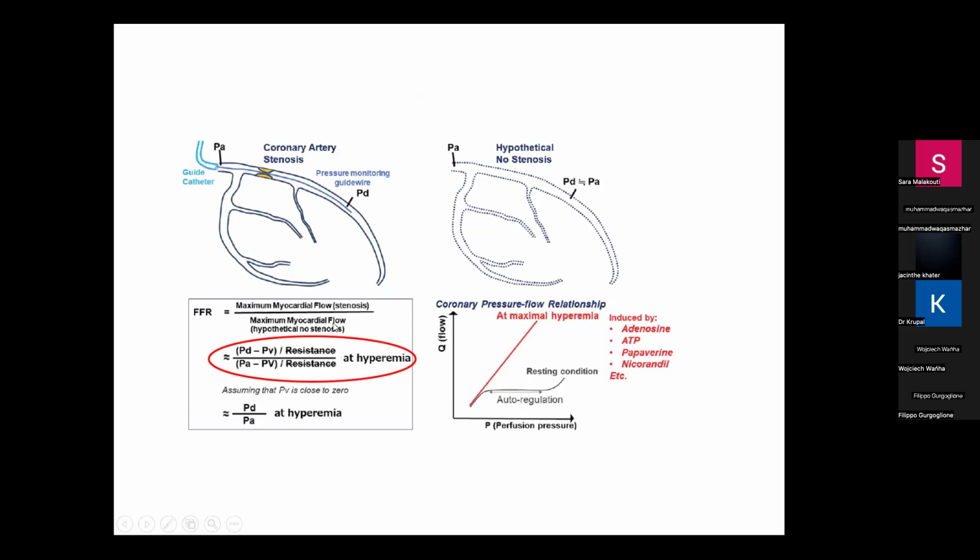For resistance to equalize before and after the stenosis, we have to induce hyperemia. We induce hyperemia with adenosine, ATP, papaverine, and nicotinamide, but adenosine is most commonly used everywhere. At resting phase, the flow is very less. When you give adenosine IV or intracoronary, we achieve hyperemia and the flow increases. At that time of increased flow, to calculate the flow we actually measure the pressure, distal and proximal, as a surrogate marker for flow. So the simplistic formula for FFR is PD over PA at hyperemia.